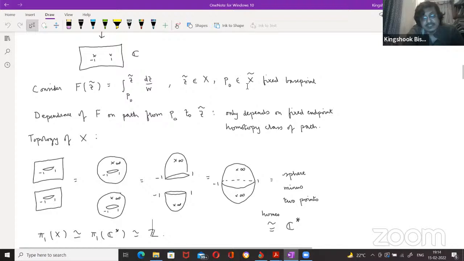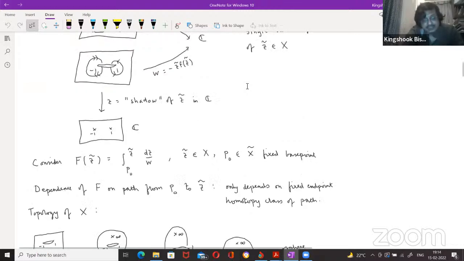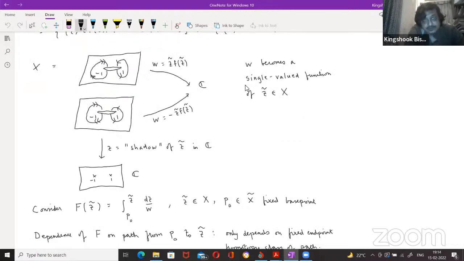All right. So what that means is I have this two-sheeted Riemann surface, and I'll be drawing paths. So if this is P0, and say this is Z tilde, then my function is given by choosing some path from P0 to Z tilde. So my path could go like this. It goes through the top side here, comes out here, and then ends up at Z tilde here. So I integrate dz over W over this path from P0 to Z tilde.